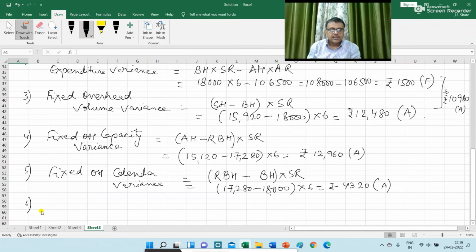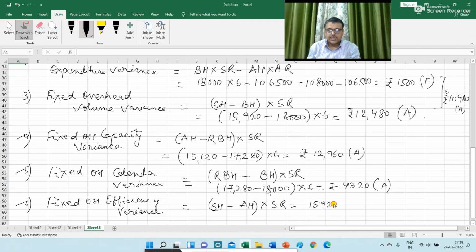And the last one is fixed overhead efficiency variance. Fixed overhead volume variance has three sub-variances: fixed overhead capacity variance, fixed overhead calendar variance, and fixed overhead efficiency variance. Fixed overhead efficiency variance is calculated by the formula standard hour minus actual hour into standard rate. So this is 15,920 minus 15,120 into 6, which is equal to 4,800 favorable.